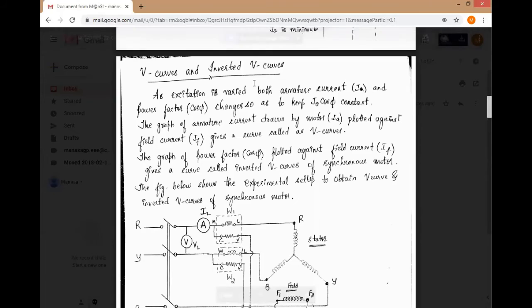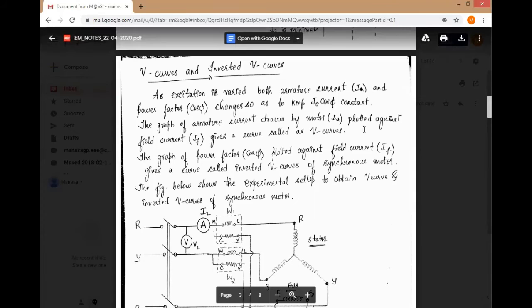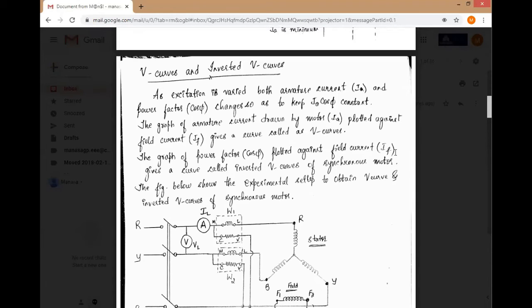Once we vary the excitation to the synchronous motor, the armature current and the power factor will change in order to maintain the IA cos phi value constant. Now there is a graph which is plotted between the armature current IA and the field current IF. This graph of IA versus IF is called the V curve. Basically the graph will resemble the shape of the V alphabet. That is why it is called the V curve. And the graph of the power factor plotted against field current gives us a curve resembling an inverted V alphabet. That is why it gets the name inverted V curves.